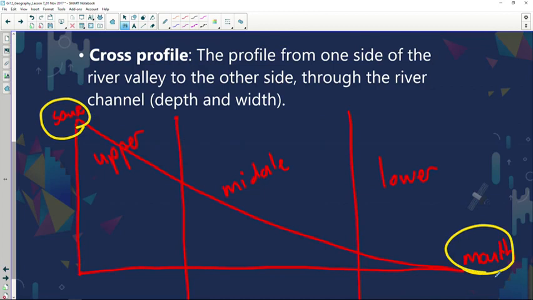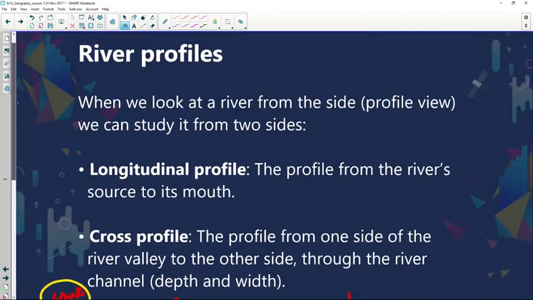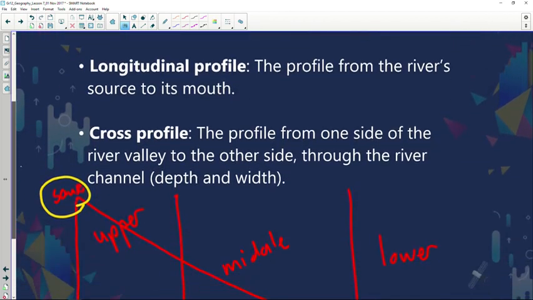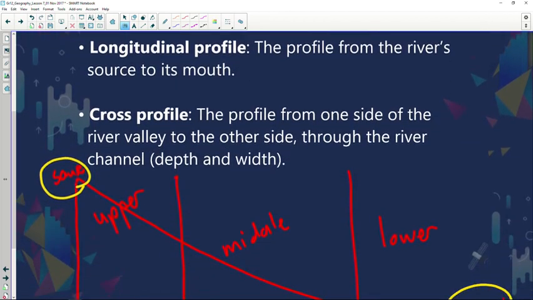the ocean. A cross profile, or the transverse profile, is a profile from one side of the riverbed to the other side of the riverbed. And we did have a look at it when we looked at erosion in the previous slides.